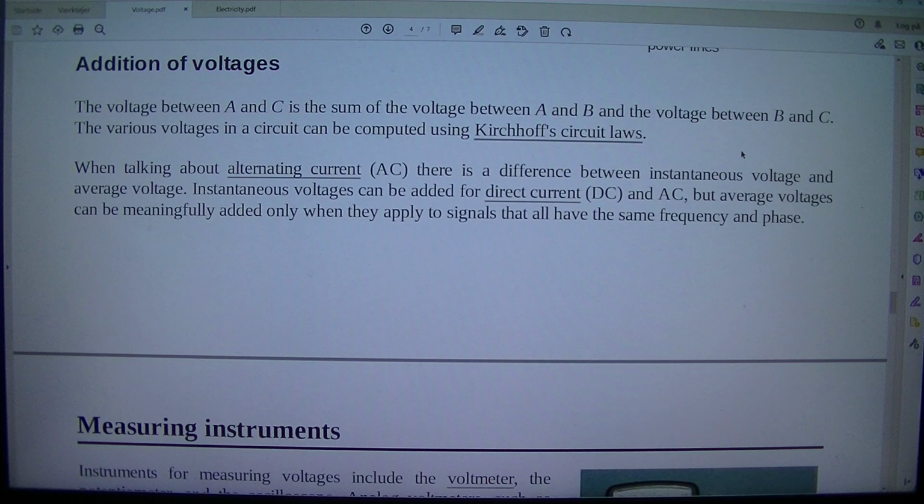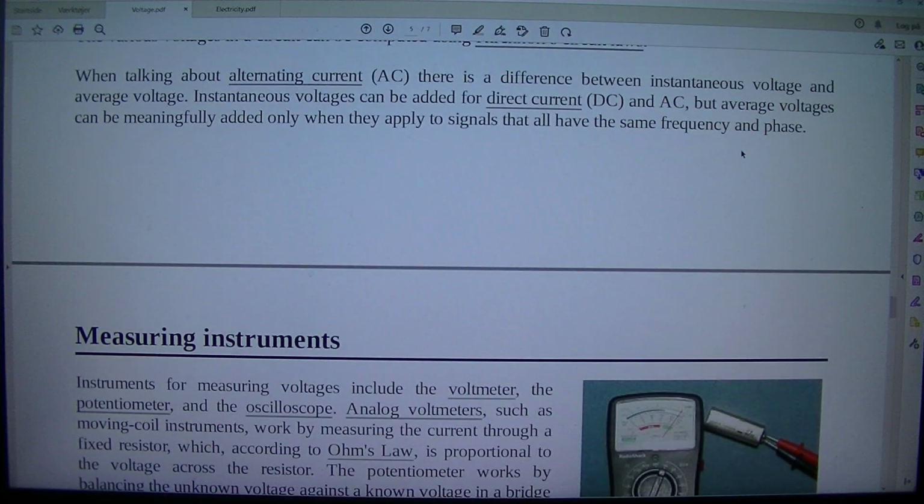When talking about alternating current, AC, there is a difference between instantaneous voltage and average voltage. Instantaneous voltages can be added for direct current, DC, and AC, but average voltages can be meaningfully added only when they apply to signals that all have the same frequency and phase.